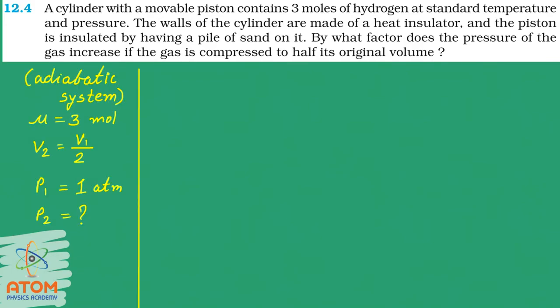First, let me note down the values given. First of all, it's an adiabatic system. The mole number is 3 mole, mu is equal to 3 mole. The final volume of the system is half of the initial. That means V2 is V1 by 2. And because it is standard pressure, P1 is 1 atmosphere. Then we need to find out the final pressure, that is P2.